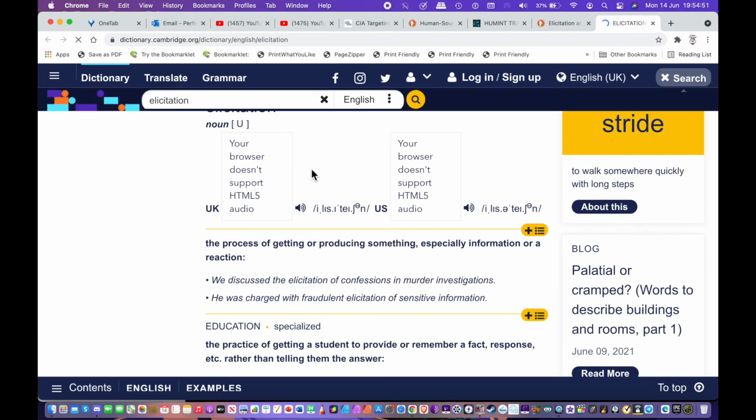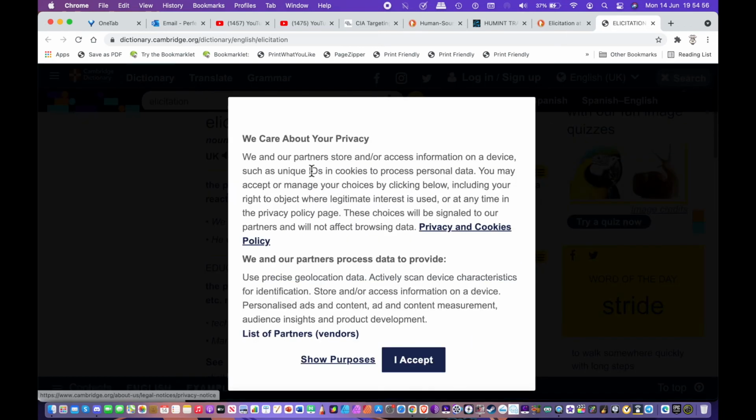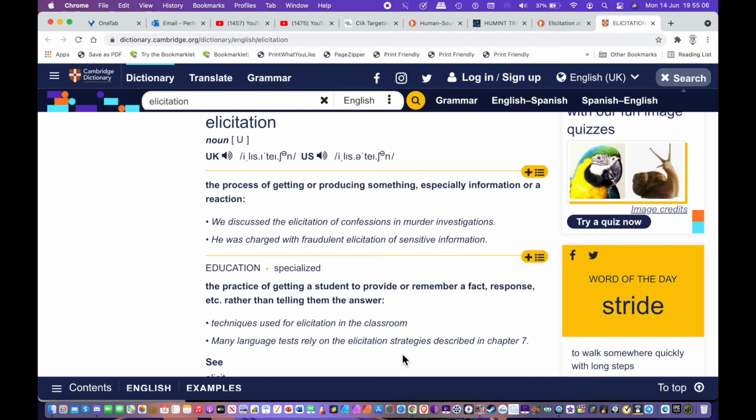Cambridge Dictionary. Okay. The process of getting or producing something. Thank you, Cambridge. Especially information or a reaction. We discussed the elicitation of confession in murder investigations.